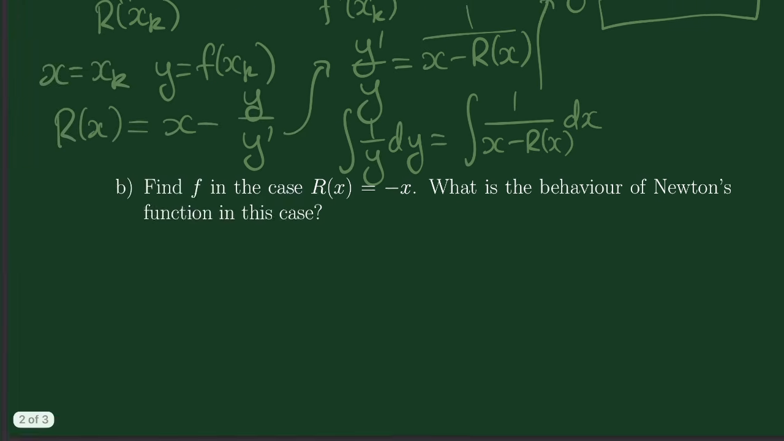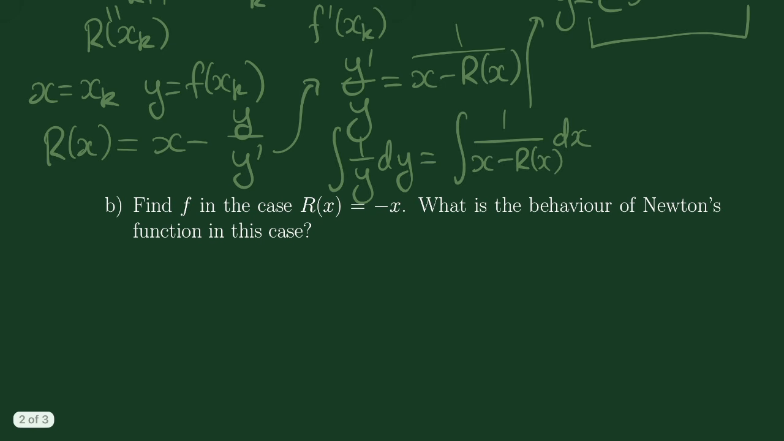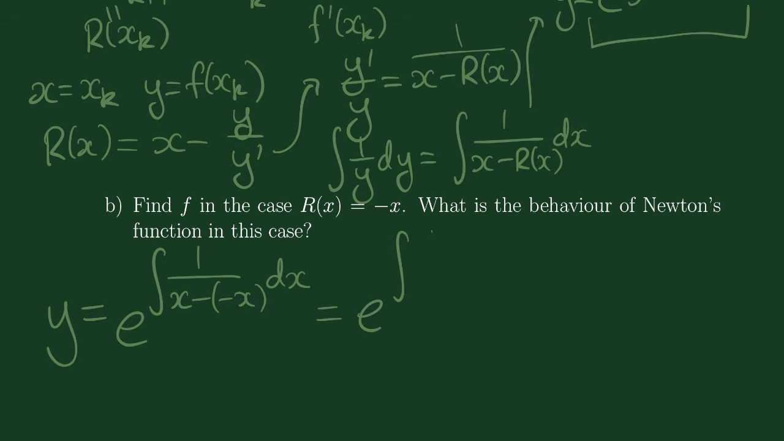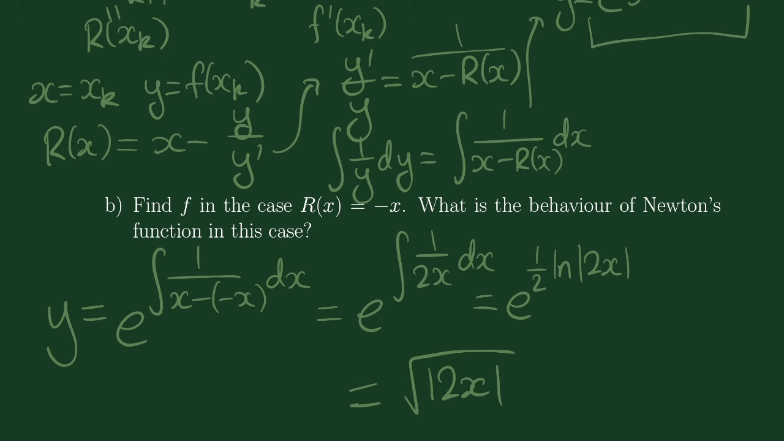What about in a particular case? If r of x equals minus x, then no matter which point we start with, when we apply Newton's method, we should get the negative of that point. Let's find the function that does this. What we need is that y equals e to the integral of 1 over x minus r of x, which is minus x. And so we'll end up with 1 over 2x dx. And this is e to the half, the logarithm of the absolute value of 2x. A half in the exponential power can become a square root, and then the e and the log cancel out. And so this function is simply the square root of the absolute value of 2x.